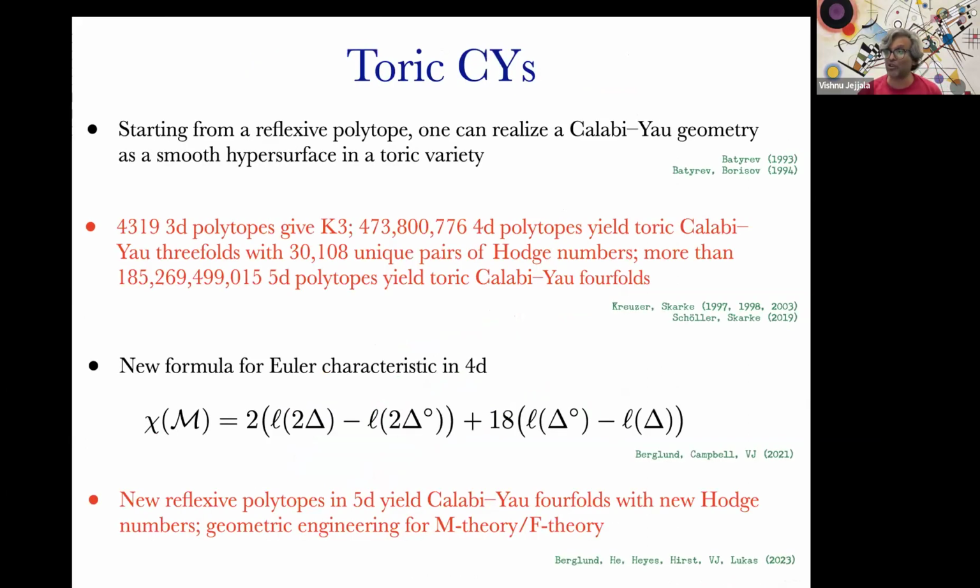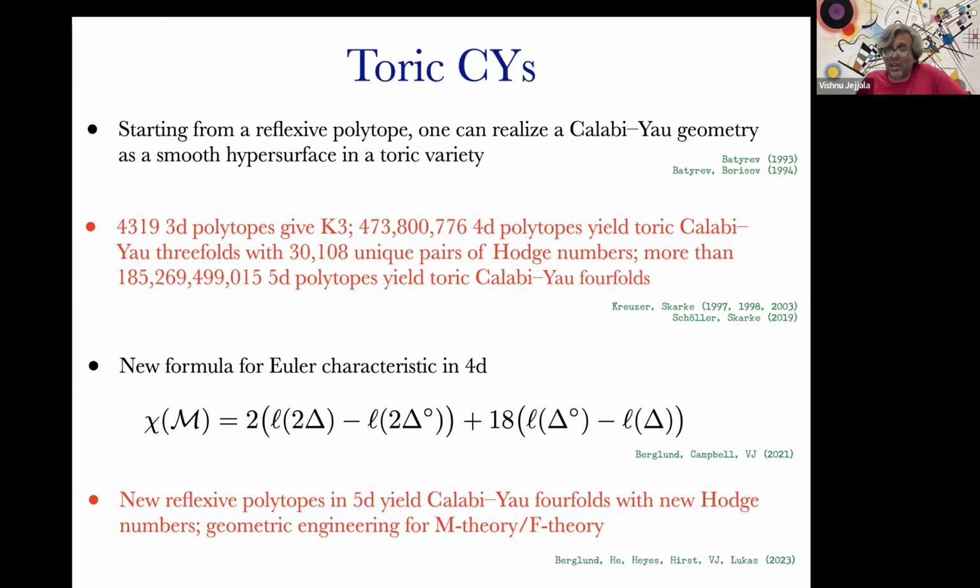We then looked at toric Calabi-Yaus, which are obtained as smooth hypersurfaces in the toric variety, which are built out of reflexive polytopes. These reflexive polytopes, up to 4-dimensional reflexive polytopes, were tabulated extensively by Kreuzer and Skarke, and we've been able to study this data set as well by taking a sample, for example, of 1 million polytopes in 4 dimensions.